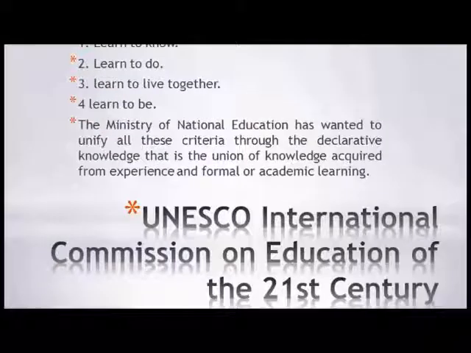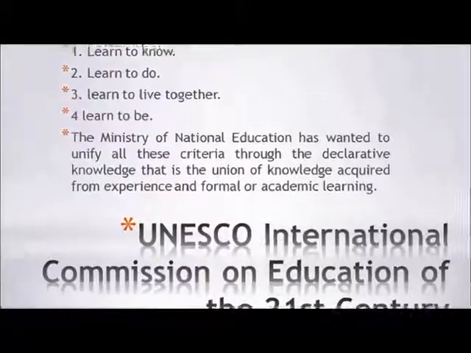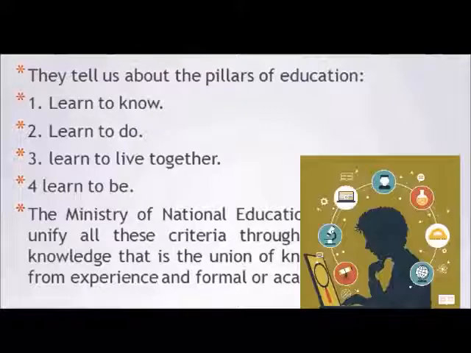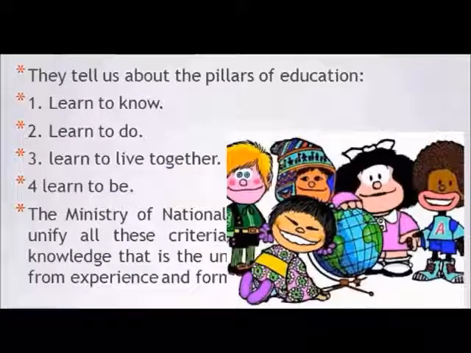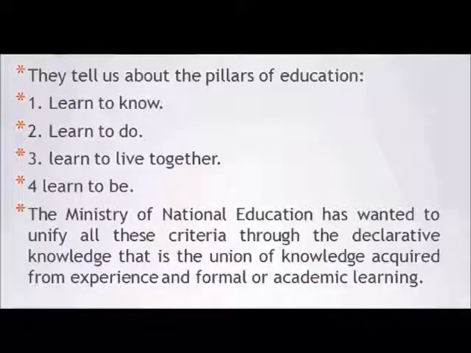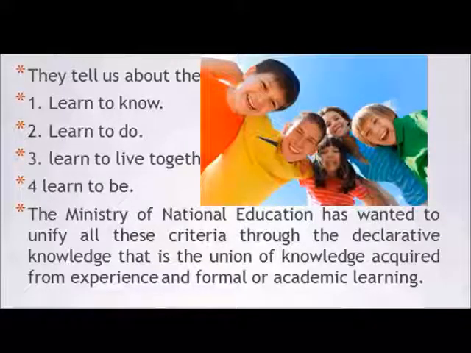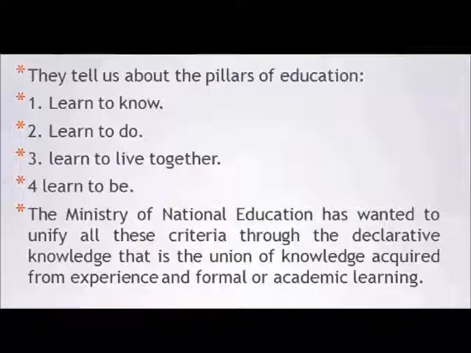UNESCO's International Commission on Education for the 21st Century tells us about the pillars of education: 1. Learn to know. 2. Learn to do. 3. Learn to live together. 4. Learn to be. The Ministry of National Education has wanted to unify all these criteria through declarative knowledge, which is the union of knowledge acquired from experience and formal or academic learning, skills and abilities.